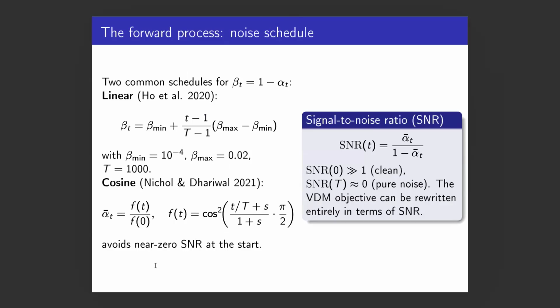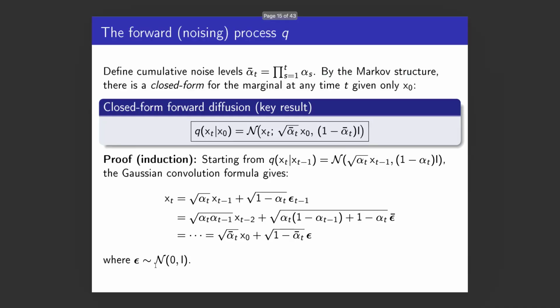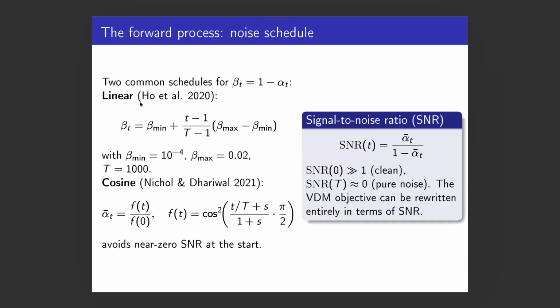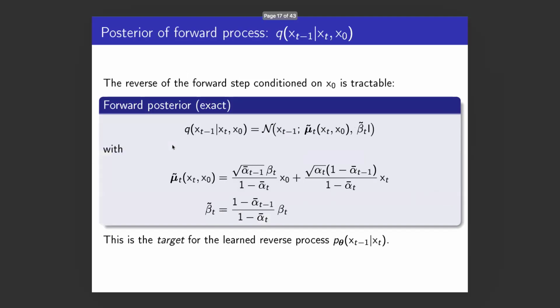So you typically have two common schedules, and this is taken from this paper here. I may not say so much about that before we look at the codes. I can come back to that. So the forward posterior is then simply given by these multivariate Gaussians, and we have an explicit expression for these mean values in terms of the previous terms. This is typically the target for the learned reverse process.